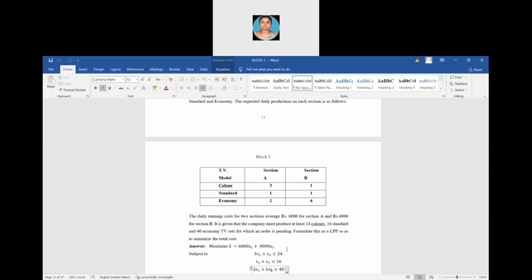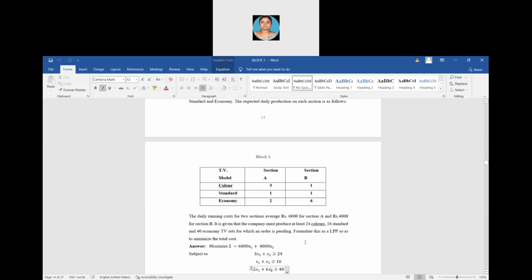The constraints we can also frame from the table itself. How do we frame the right-hand side? It is given that the company must produce at least 24 color, 16 standard and 40 economy TV sets for each order pending. For color, 3x1 plus 1x2 must be greater than or equal to 24.